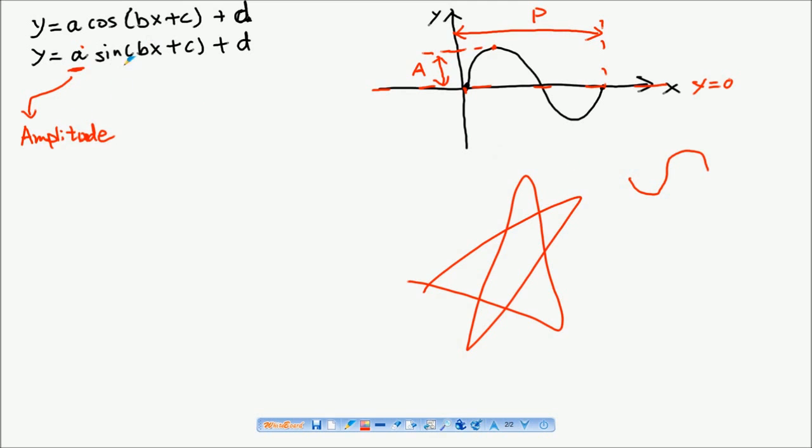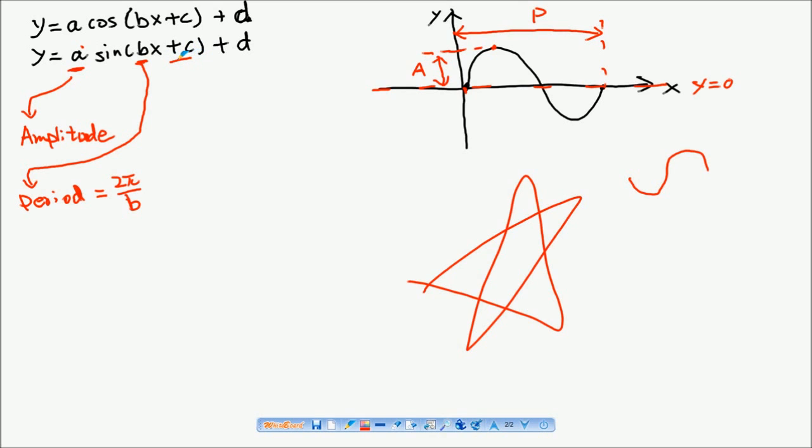Now, the letter B here indicates the period. And the period is always 2 pi divided by b, which is the coefficient of x inside the bracket.